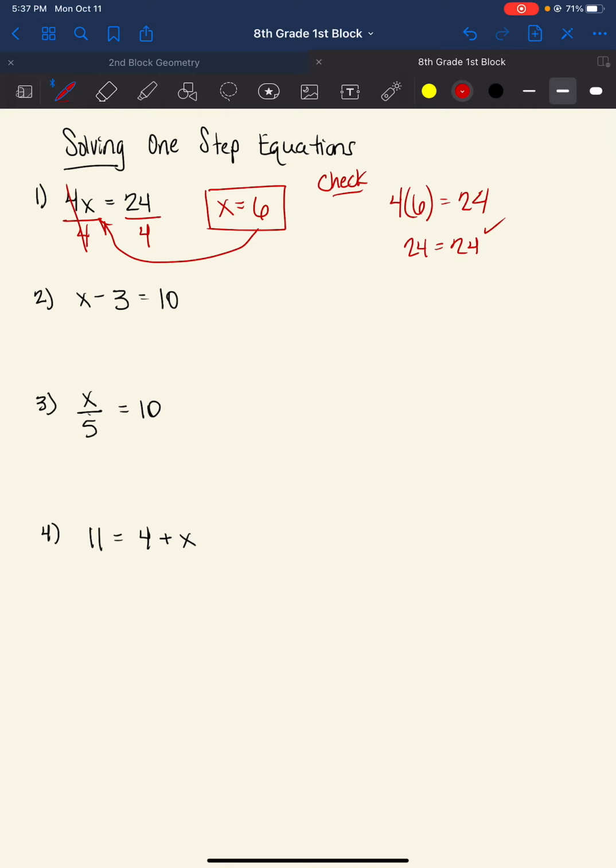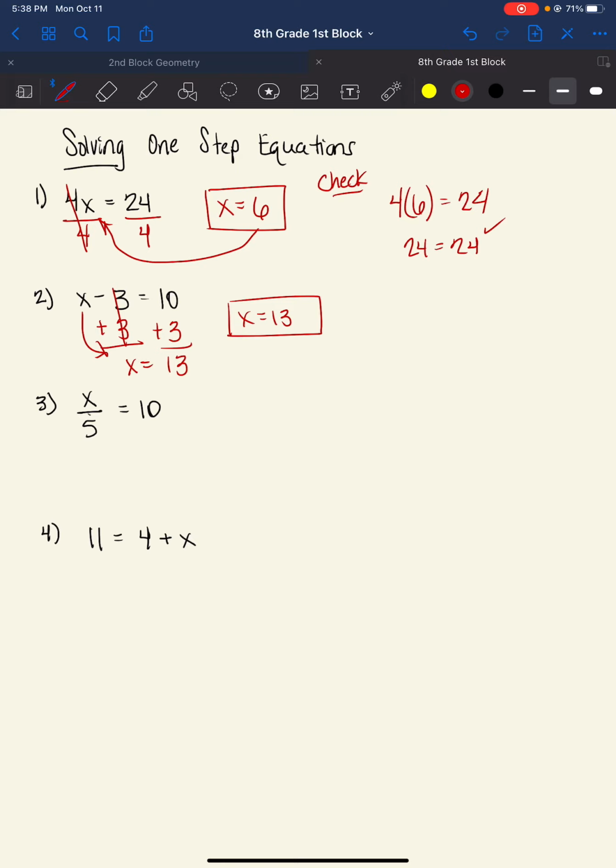Now, in this problem, x is being subtracted by 3. Well, we want to do the opposite of subtraction, which would be addition. So we would add 3 to the other side. Now 10 plus 3 is 13. So what we do is we bring that x down, so it'd be x equals 13. Okay, let's look at number 3.